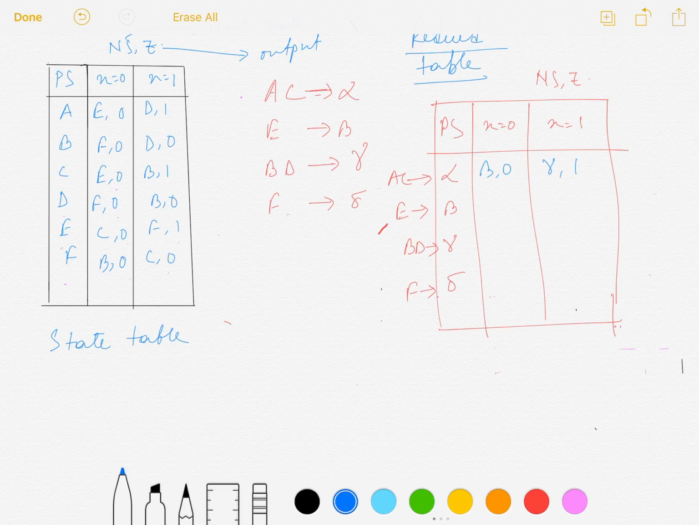And for E, it should be C and F. C is again in AC, so for E it is C and F, right. C is alpha, so it should be alpha 0, and F is delta, so it should be delta 1. And for gamma, meaning BD, I am checking for B only. I am getting F0 and D0. F is delta, so it should be delta 0, and D is gamma, so it should be gamma 0. Now, for F I am getting B0 and C0. B is gamma 0 and C is alpha 0. So, this is my equivalent reduced state table.